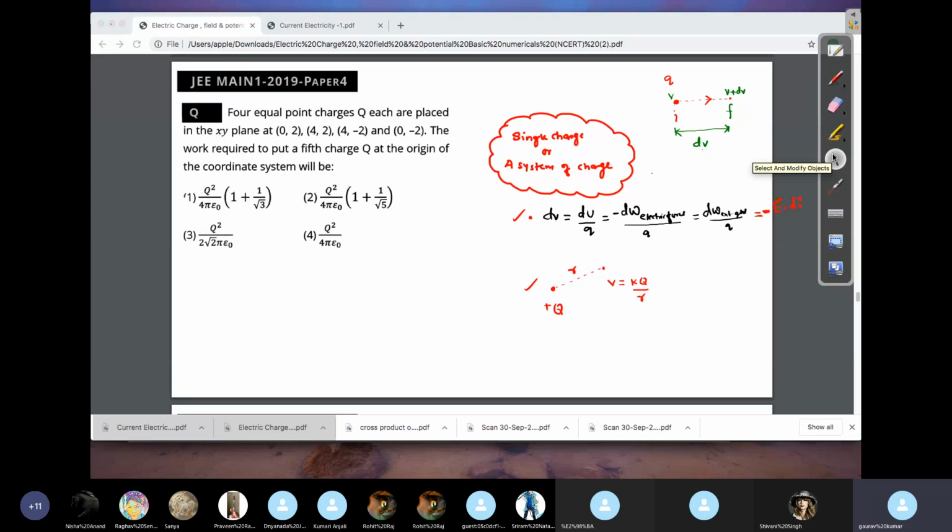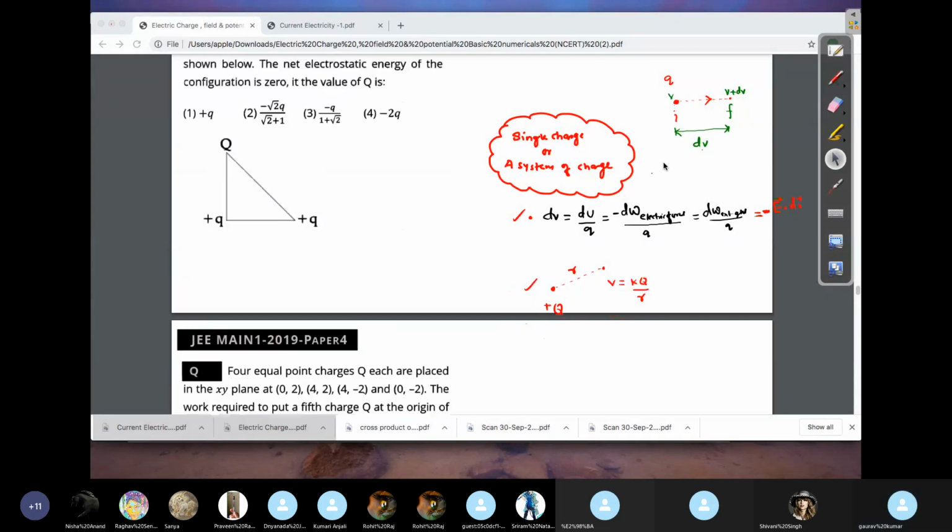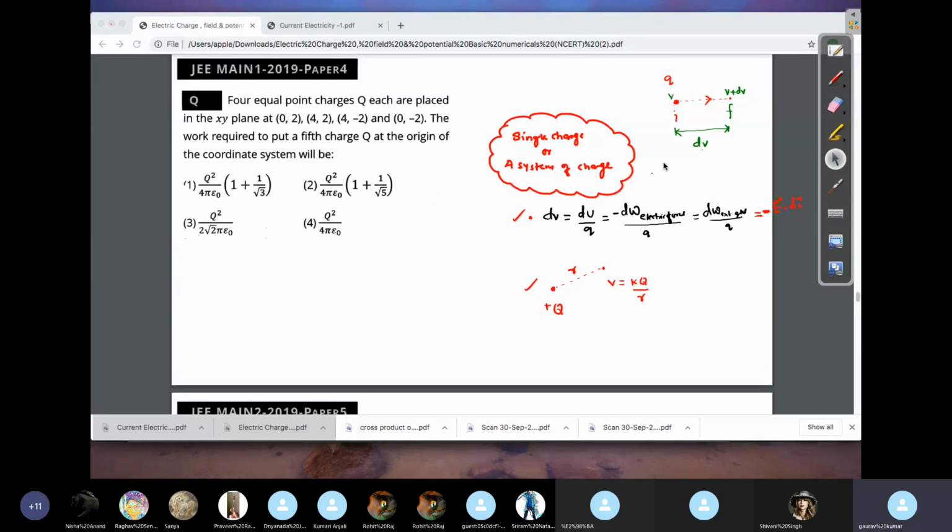Again, I will brief this concept for all of us here. You will be given a charge or a system. How do you define a potential? See, I'll just explain the basic definition of potential first. How do you define a potential at any point? It is defined like this. You move a charge from infinity slowly to this point in a quasi-static manner.